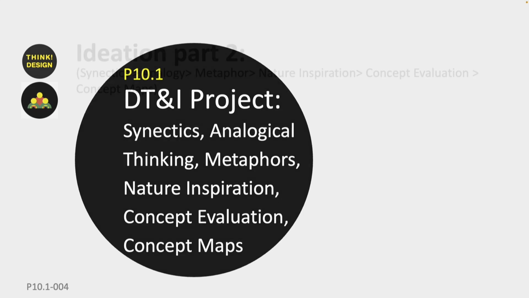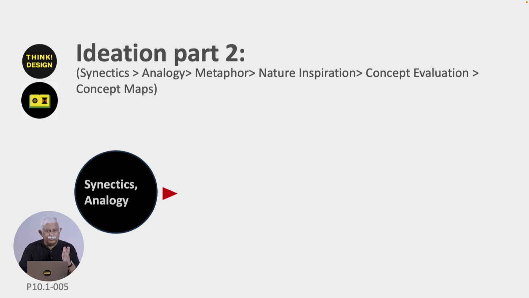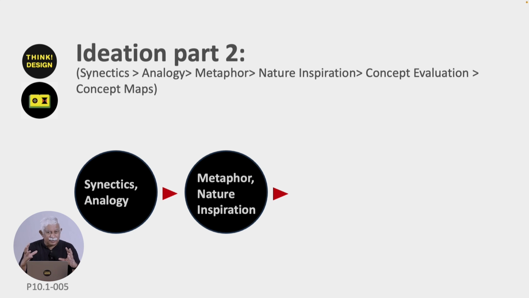So if you look at ideation part 2, the project part of it, you think of ideation through synectics. First is make use of analogies. We talked about 3 analogies here: personal analogy, direct analogy and fantasy analogy. We also looked at metaphors, very nice metaphors to think of, either from the man-made world or from the natural world, and actually looking at nature for inspiration. So these are the different techniques that you can use.